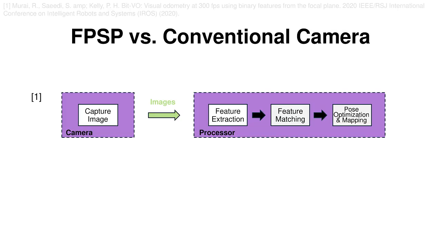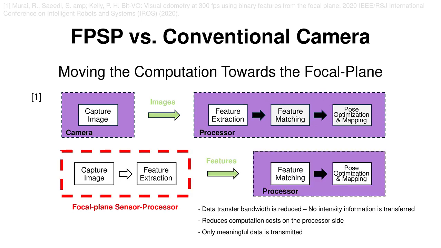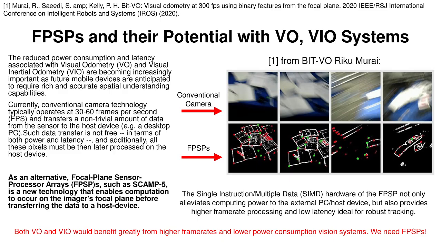Conventional camera technology usually captures an image, does feature extraction, feature matching, and pose optimization and matching on some external processor. FPSPs are state-of-the-art, where we alleviate some of the processing, such as feature extraction, on the vision chip itself. Here are some more benefits: FPSPs and their potential with VIO and VIO systems.